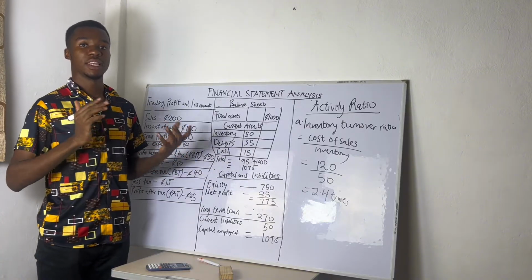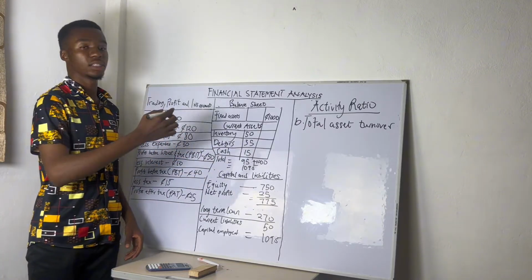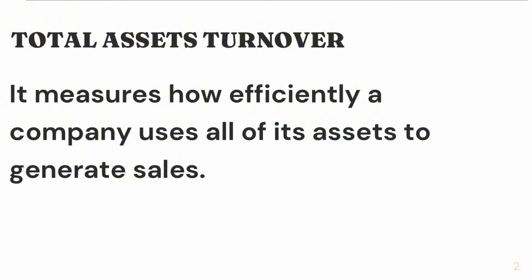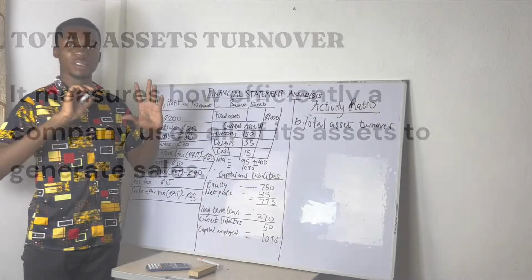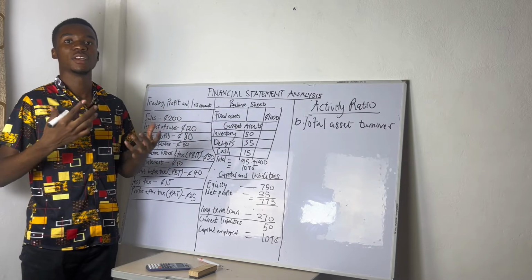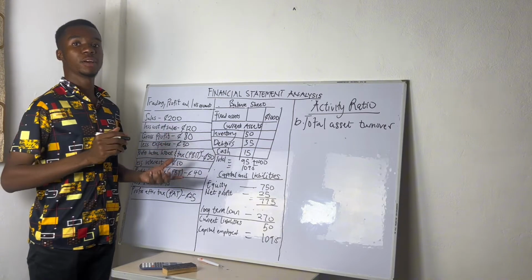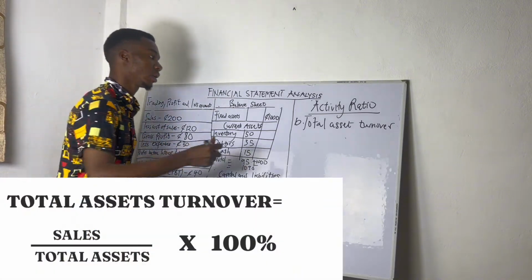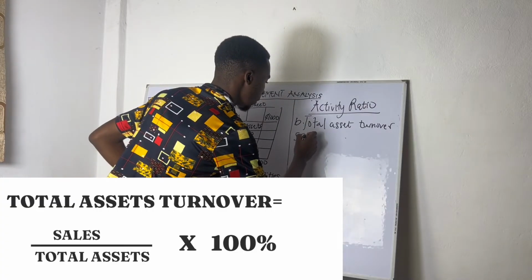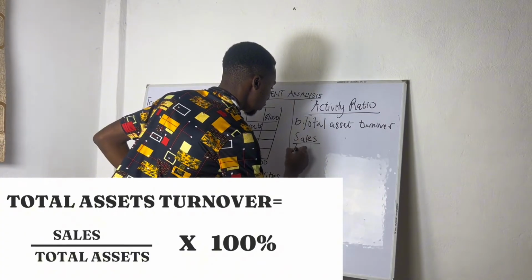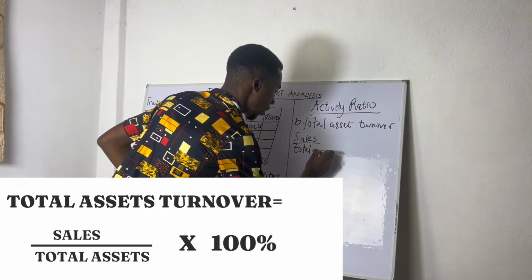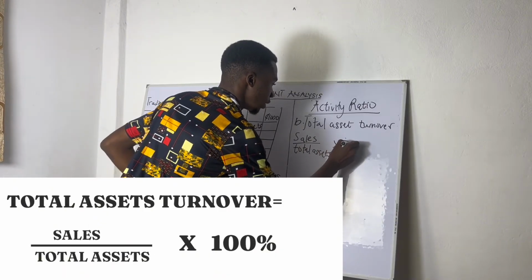Now we move on to the next one, total asset turnover. Total asset turnover is used to determine how well the company is using its assets to generate profit. So this one is talking strictly about the assets, and the assets are the things or the valuables in the company. The formula for this is sales over total assets times 100%.